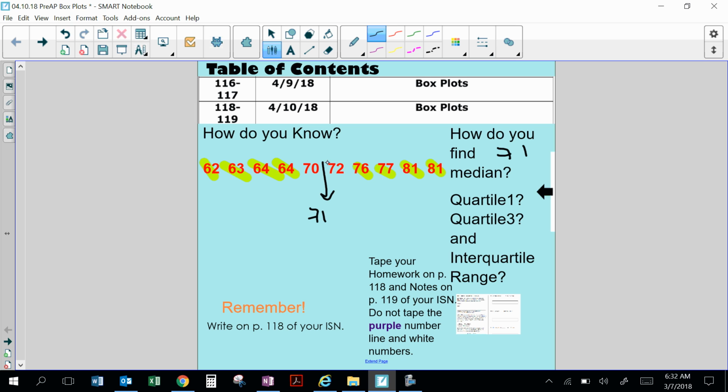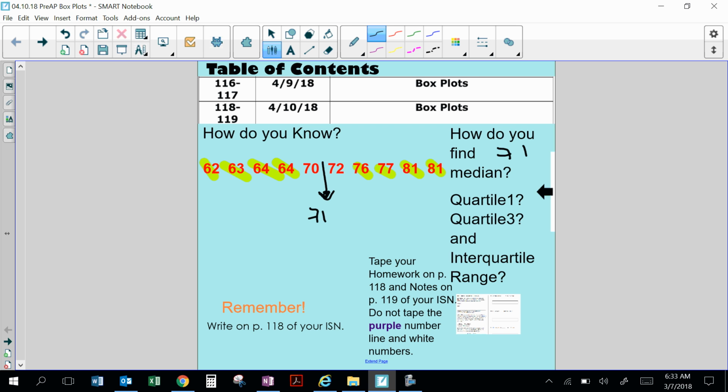We could add them up and get 142. Half of it is 71. Or could we just write a number between them? What's between 70 and 72? 71. Quartile 1. Quartile 1 is the lower quartile.